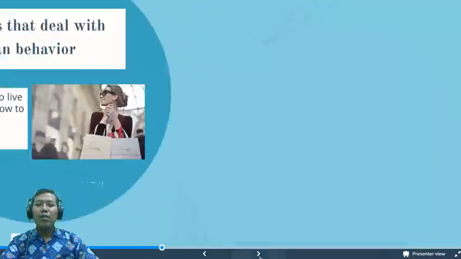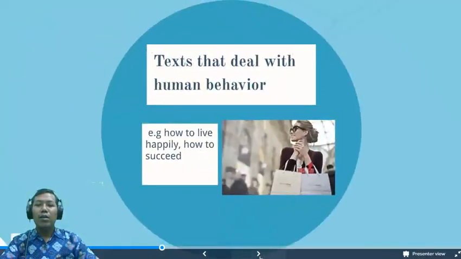And also, procedure text deals with human behavior. Sometimes you are going to find some tips in your daily life. For example, for today's problem, how to wash your hands to prevent the coronavirus. You have to know about it.